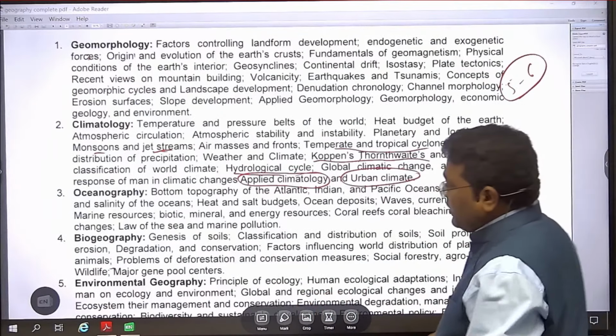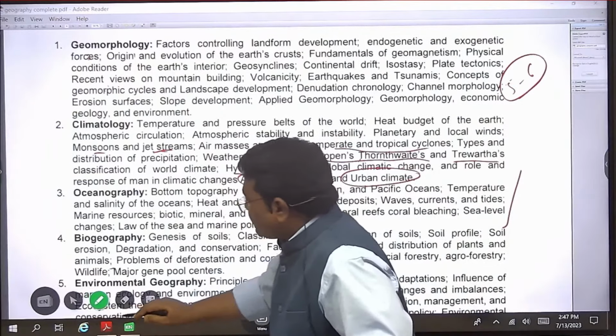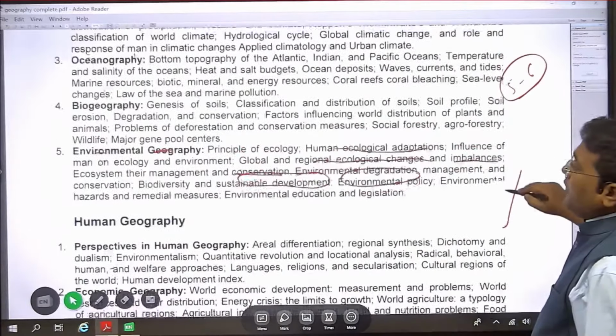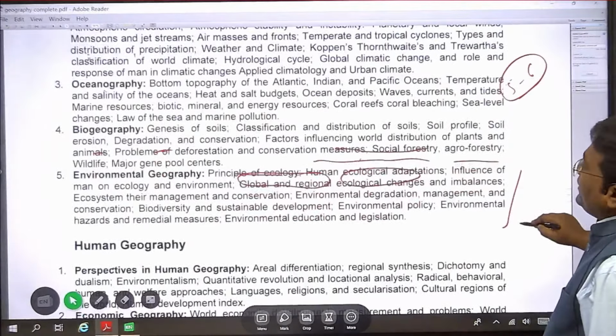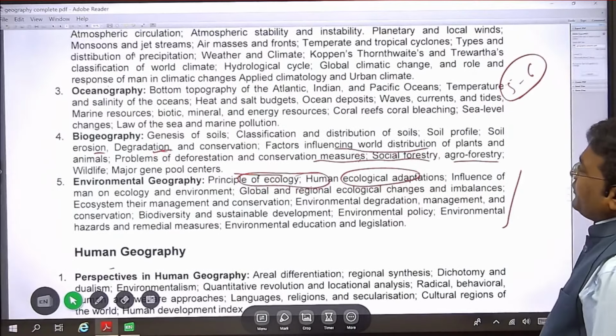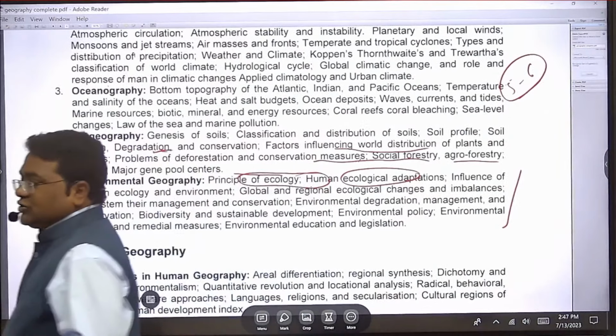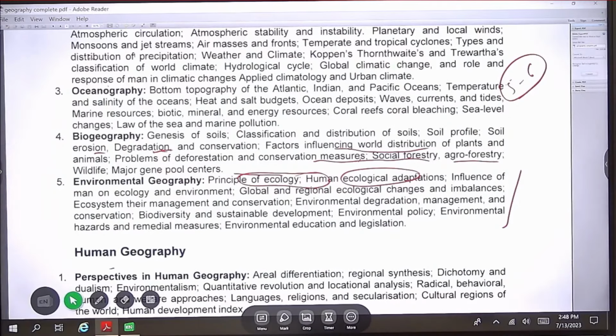Now oceanography. If you take oceanography, what? Indian Ocean, Pacific Ocean, Atlantic Ocean, corals, sea waves, sea tides, ocean currents, right?